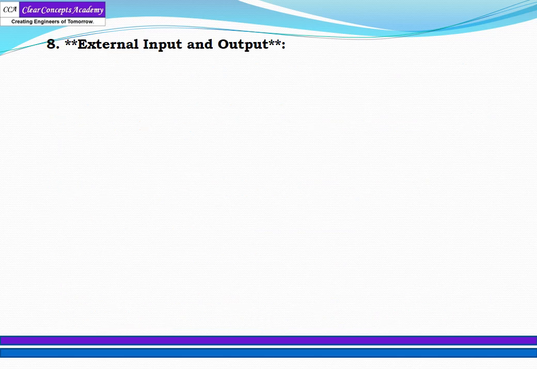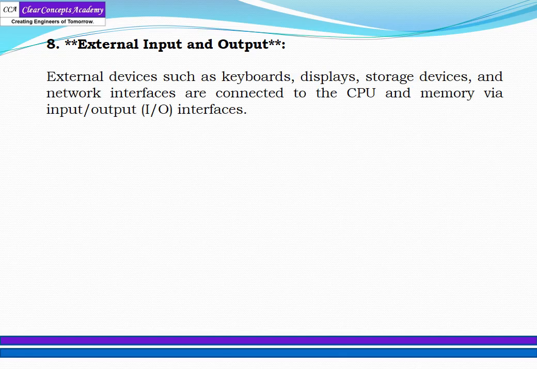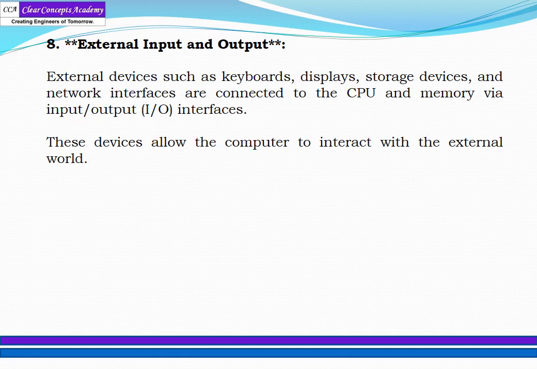External input and output. External devices such as keyboards, displays, storage devices and network interfaces are connected to the CPU and memory via input-output, that is I/O interfaces. This is normally done in all processors and microcontrollers. These devices allow the computer to interact with the external world.